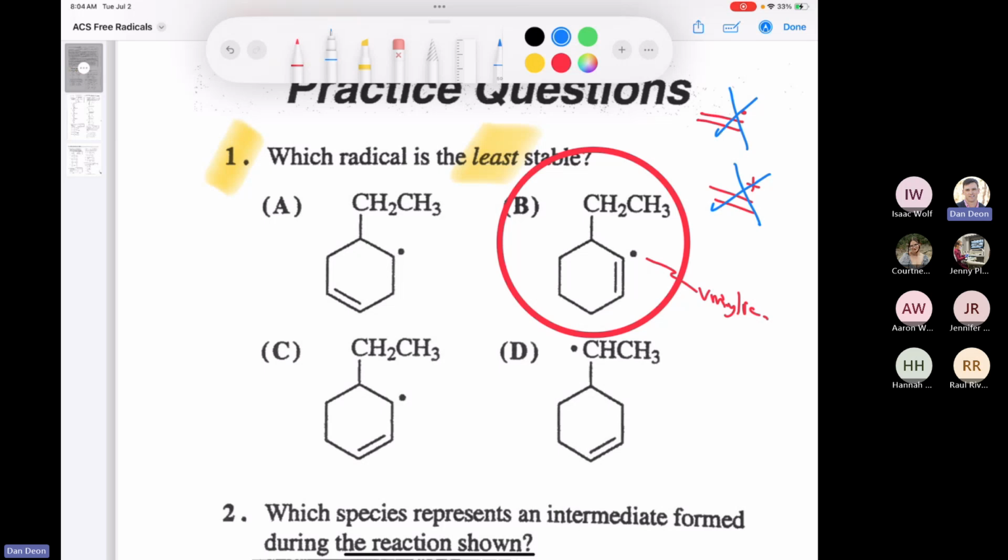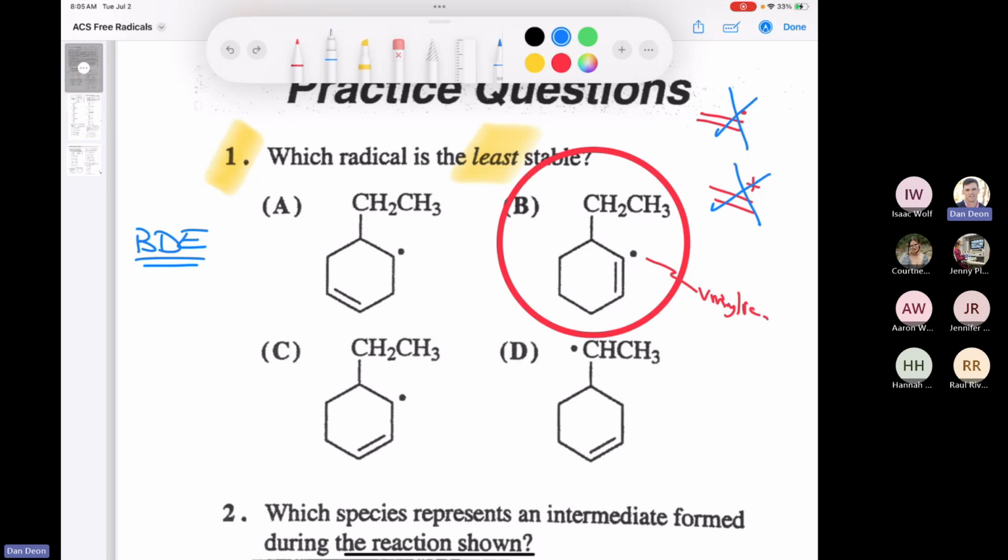And if you want to go back to the rationale why, the rationale that they gave us in Klein was all based on bond dissociation energies. So if you look at this molecule, let's say this bond here, which is a vinylic hydrogen, that would be a very strong bond. It's very difficult to break that bond. So vinylic radicals, highly, highly, highly unstable. So we don't want to see any vinylic radicals.